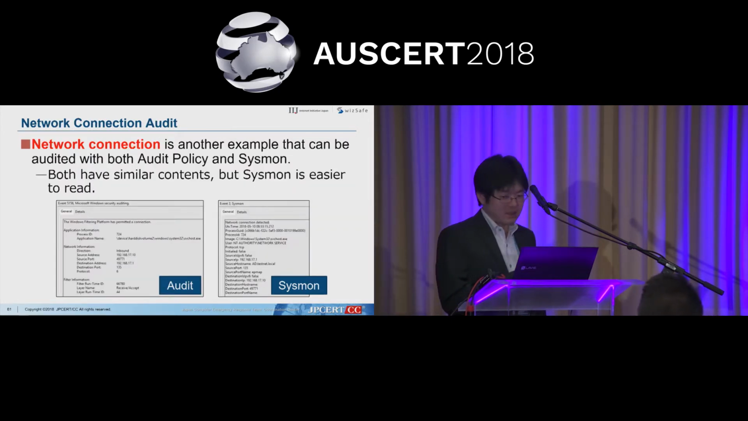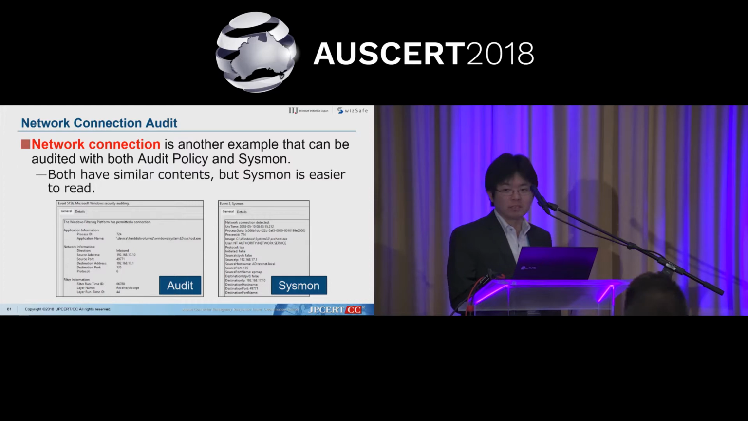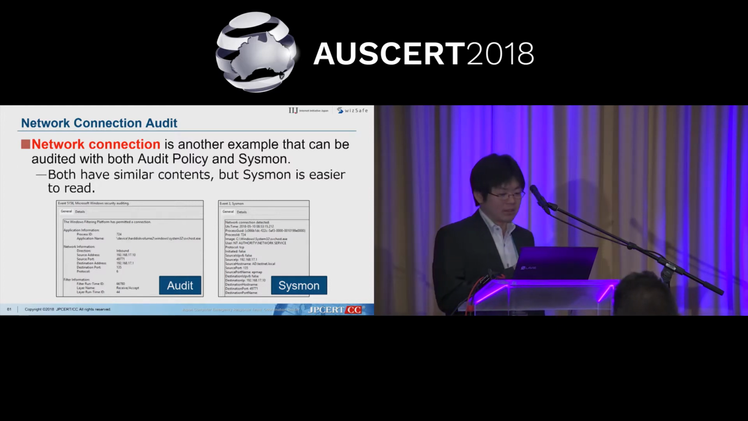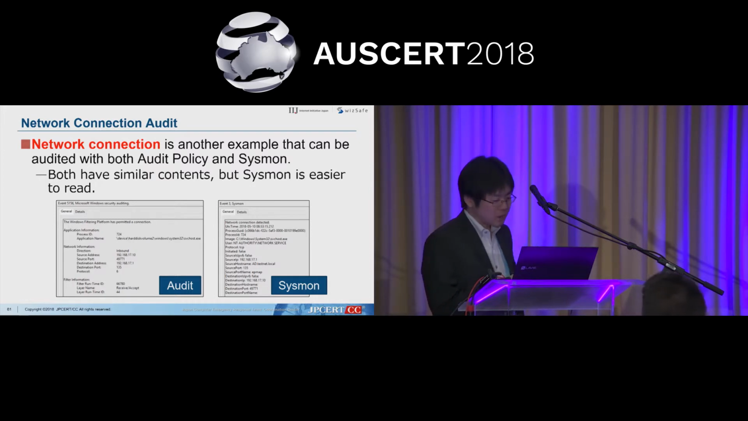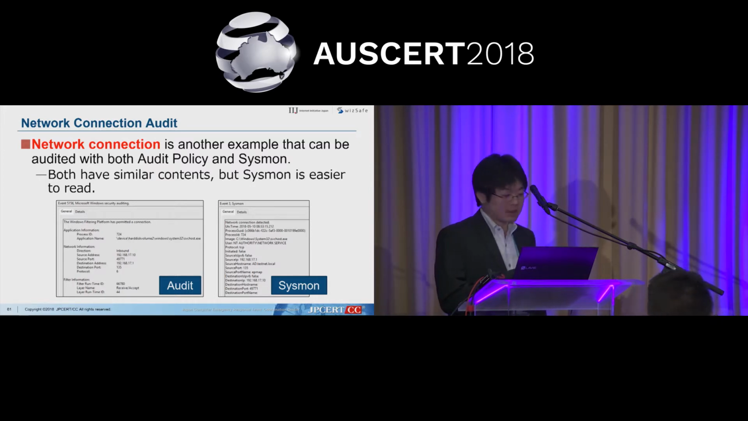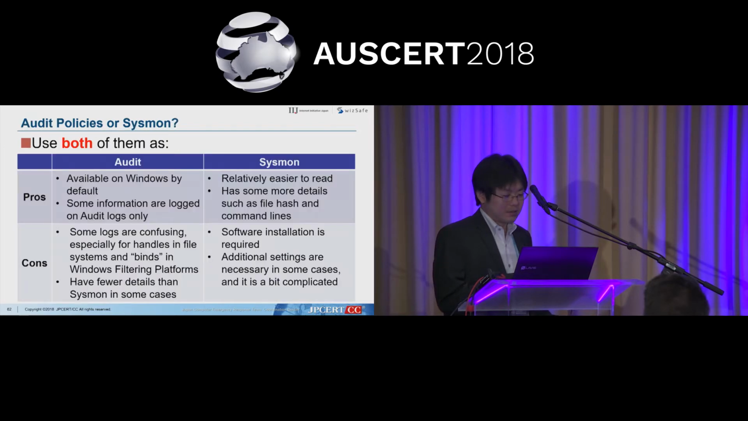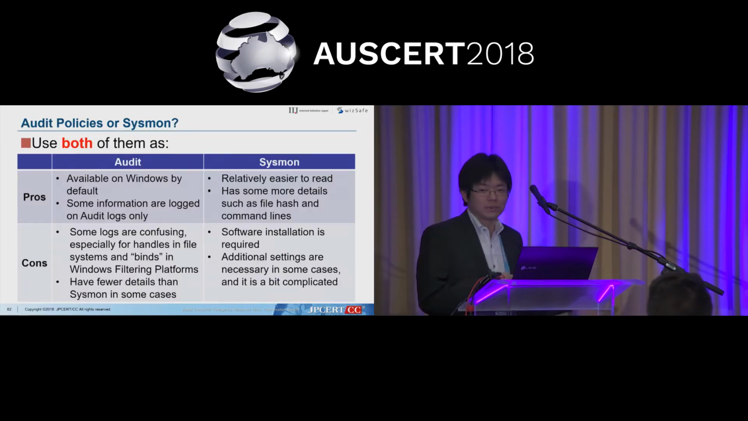Another thing we can talk about here is the network connection. The network connection is another example that can be audited with both audit policies and Sysmon. They both have similar contents, and in our opinion, Sysmon would be easier to read. So we've talked about how some logs can be taken with both audit logs and Sysmon, and some logs can be taken only with audit logs. So which one should we use? Well, actually, use both of them.